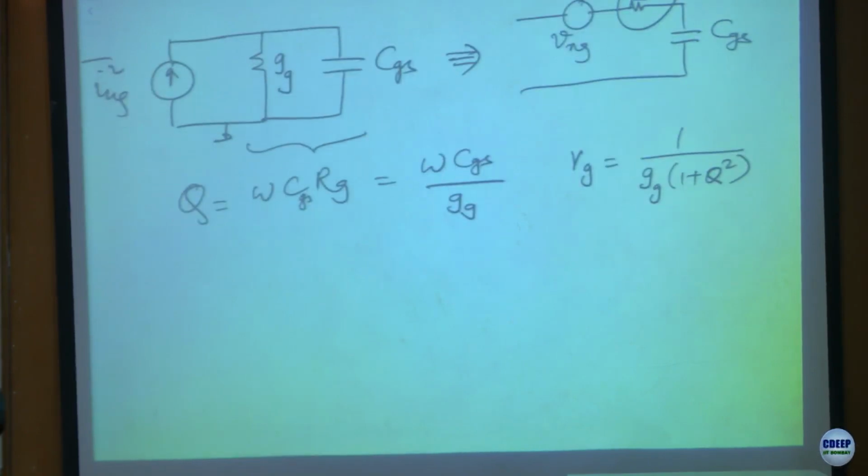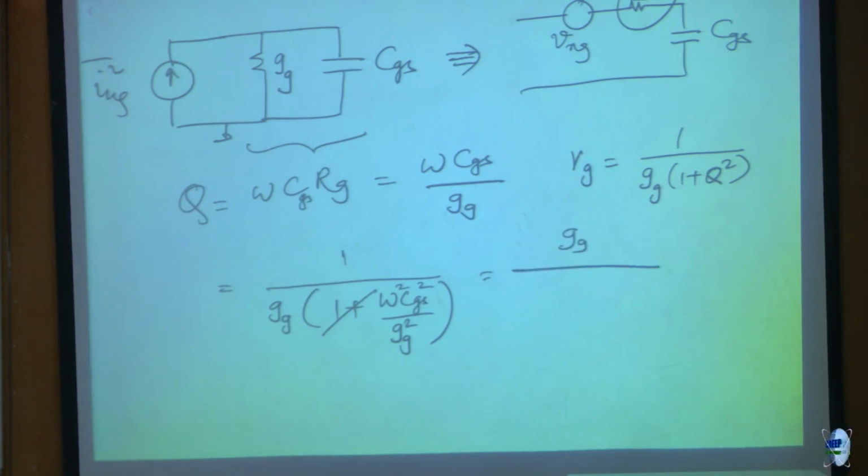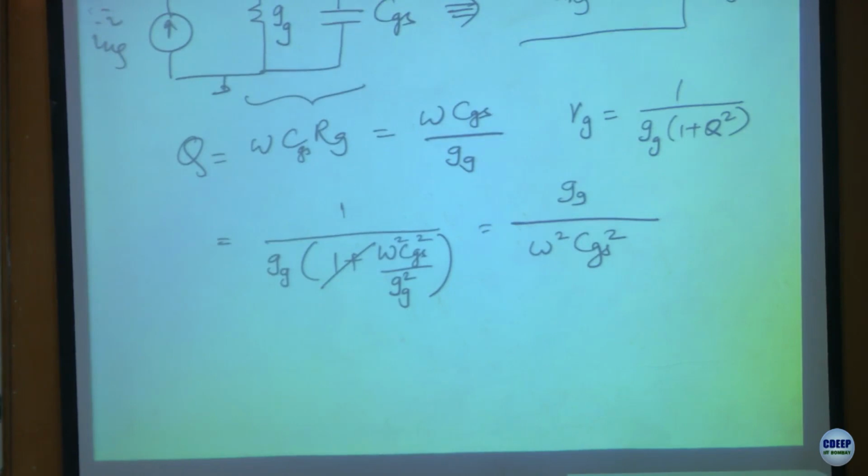Alright. So if we write this expression, it is going to be GG times 1 plus, what is Q? Omega CGS, omega square CGS square divided by GG square. Everybody with me so far? And what do we do for convenience? We ignore the 1 plus because we know Q is large. And then what do you get? You get GG divided by omega square CGS square. Does the calculation make sense? So this is our RG value.